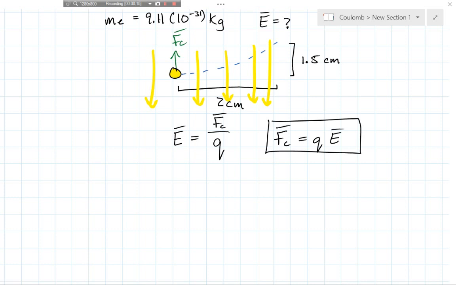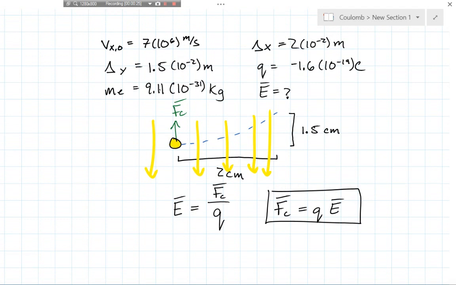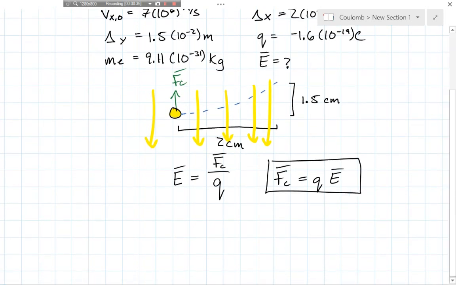Well, if we think about this, there are no forces being exerted in the x direction. So this means that the electron will move at a constant speed in the x direction. Now we're told that the initial speed of the electron was 7 times 10 to the 6 meters per second, and that the electron travels 2 centimeters in the x direction. So using this, we can figure out the amount of time over which this force is being exerted on the electron that causes the electron to move 1.5 centimeters in the y direction.